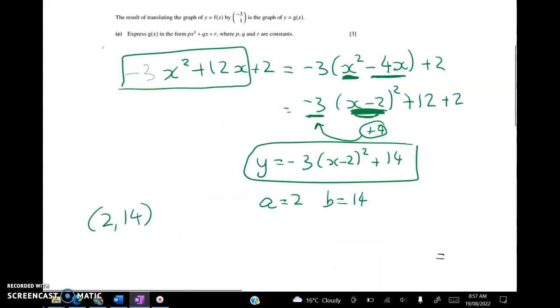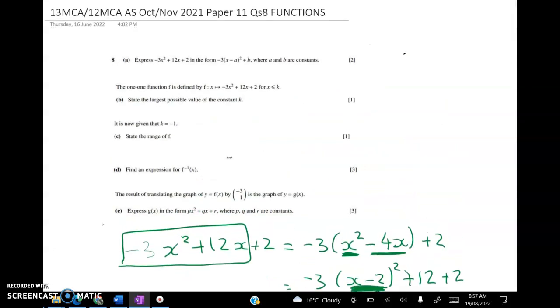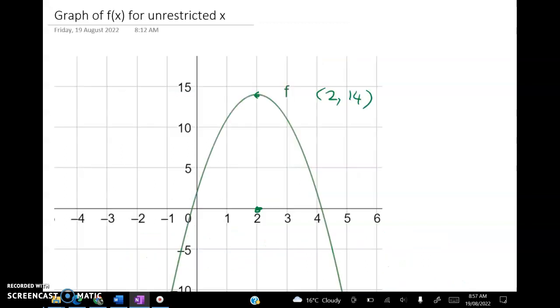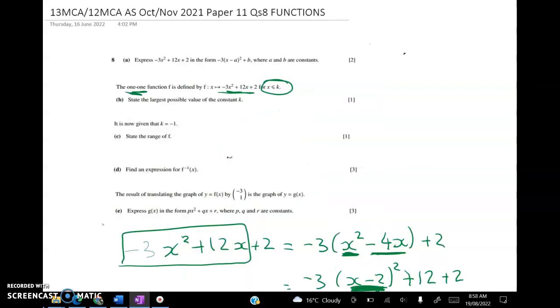What we're asked to do in the next part of the question is to restrict this. So we're told the one-to-one function is defined by this: for x less than or equal to k, state the largest possible value of the constant k. So if you've done a graph of that, it's really easy to spot what we're after. We're looking for this. So we want the value that is going to make it one-to-one, and the format is x has to be below a number. So it's going to be that x has to be less than or equal to 2. That then leaves me with just this bit of the graph, and that's one-to-one.